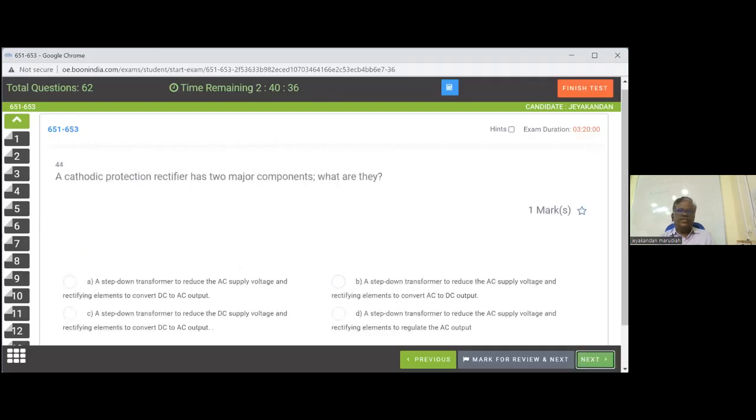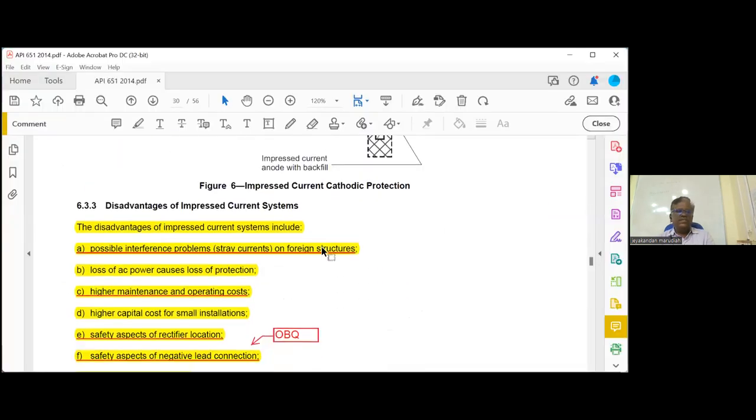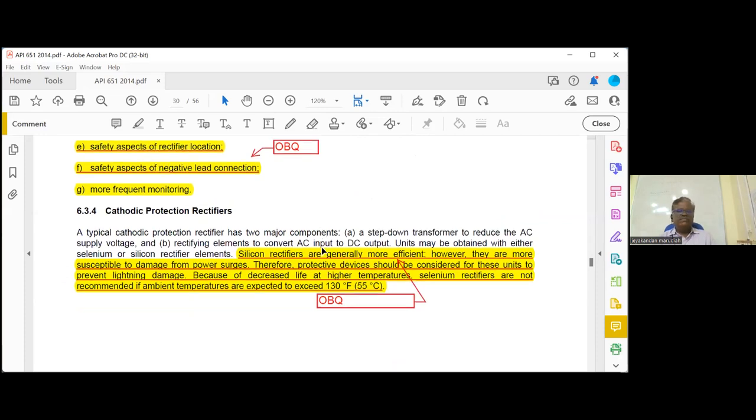A cathodic protection system requires two major components. What are they? A step-down transformer to reduce the AC supply voltage and rectifying elements to convert AC to DC, not DC to AC. You have to reduce the AC power supply voltage and rectify it. The answer is B. Where it is given, you can see here: a typical cathodic protection system has two major components, a step-down transformer to reduce the AC and rectifying elements to convert AC to DC output. This is open book.